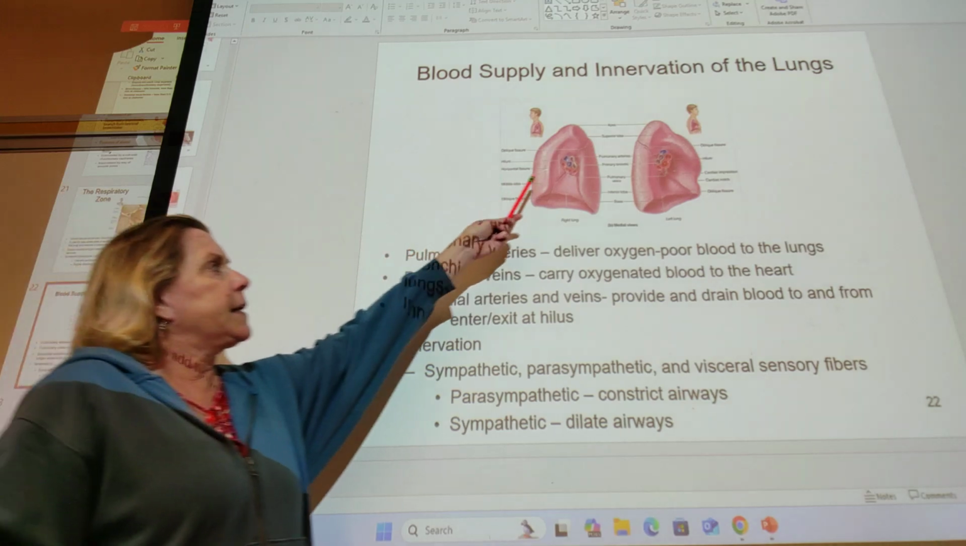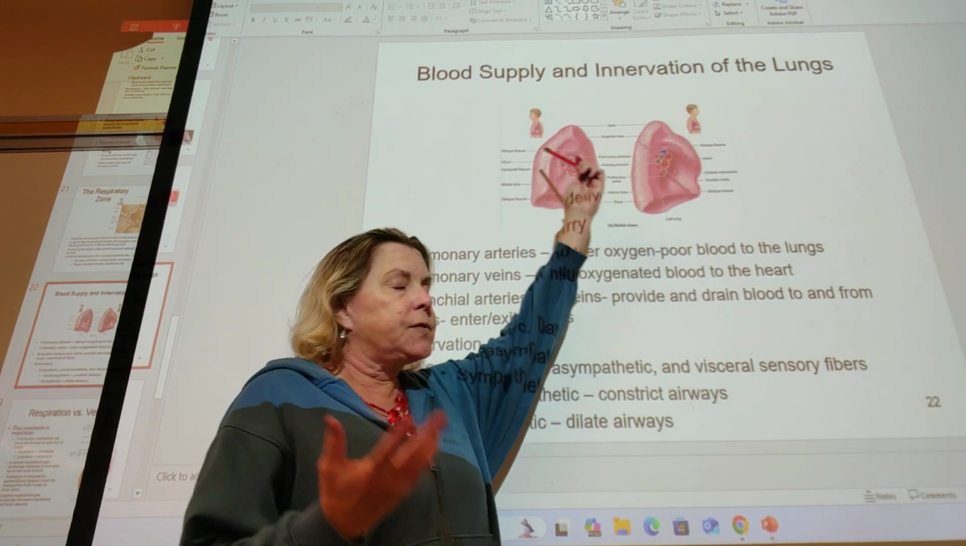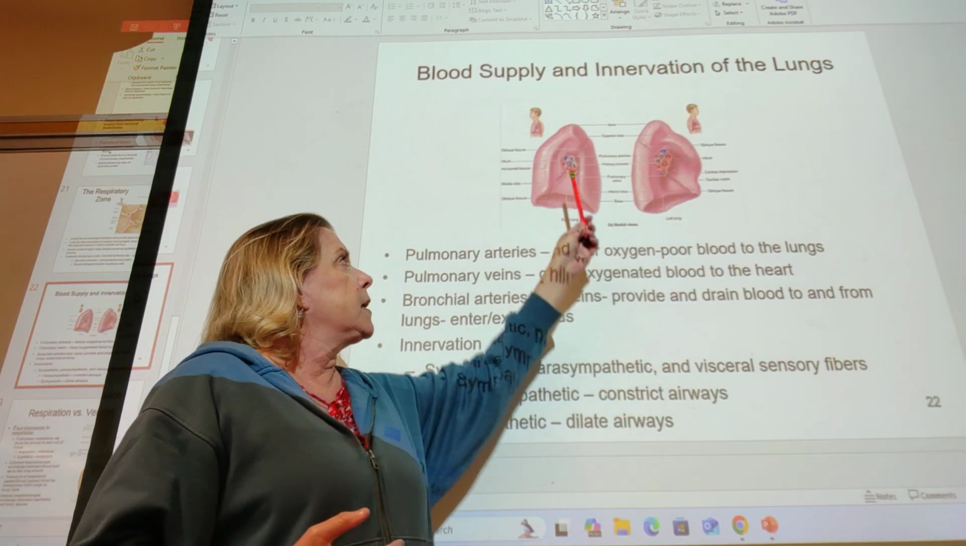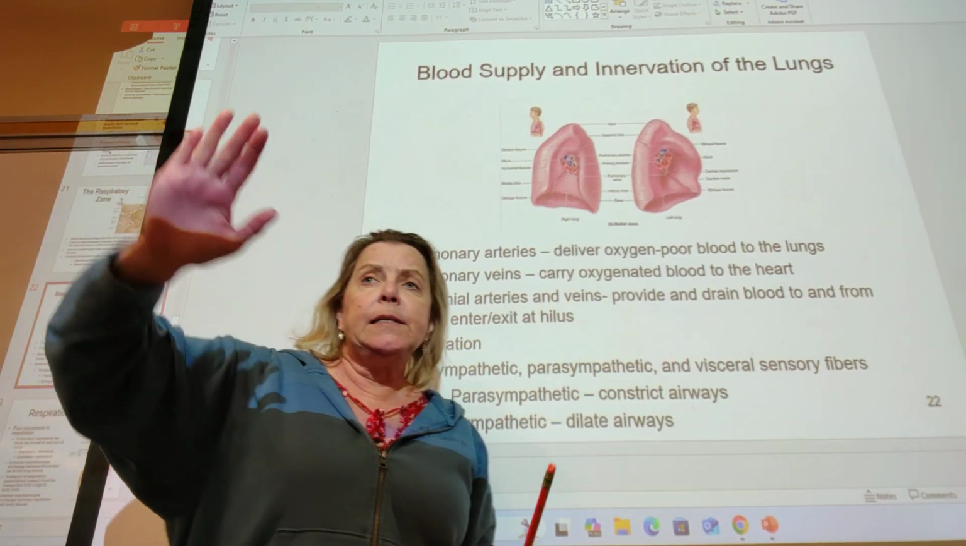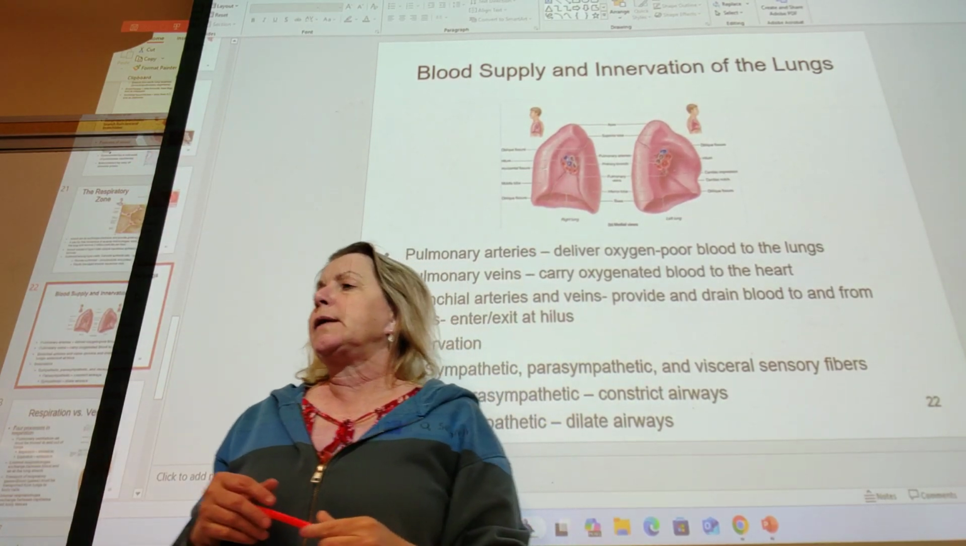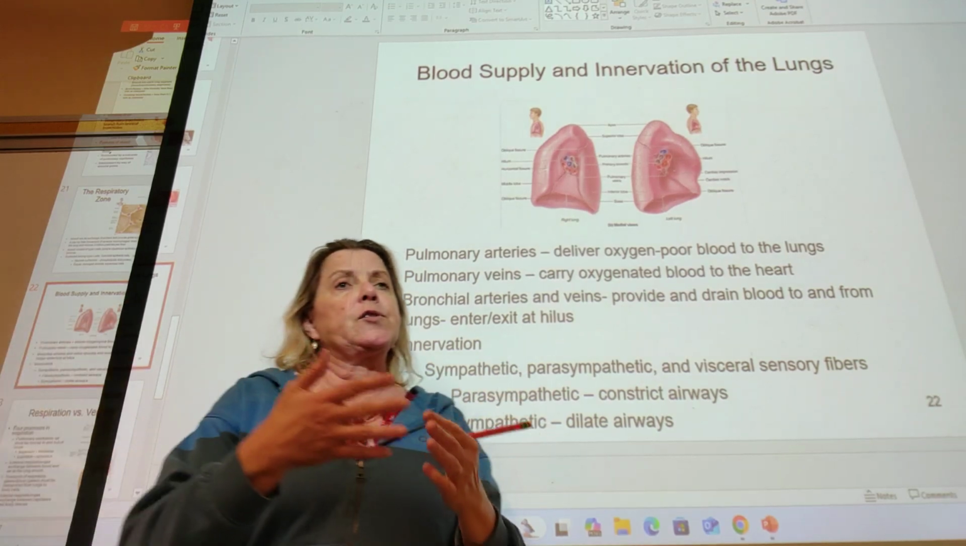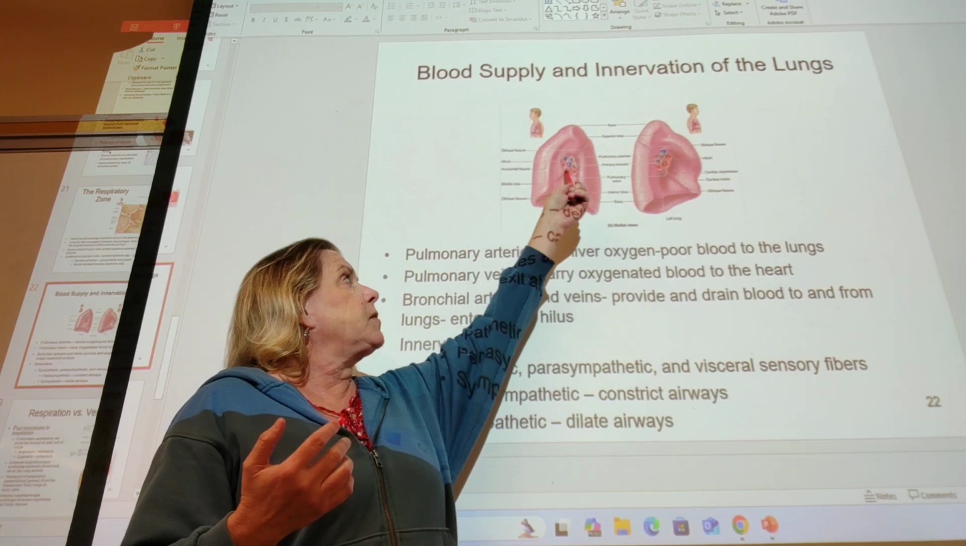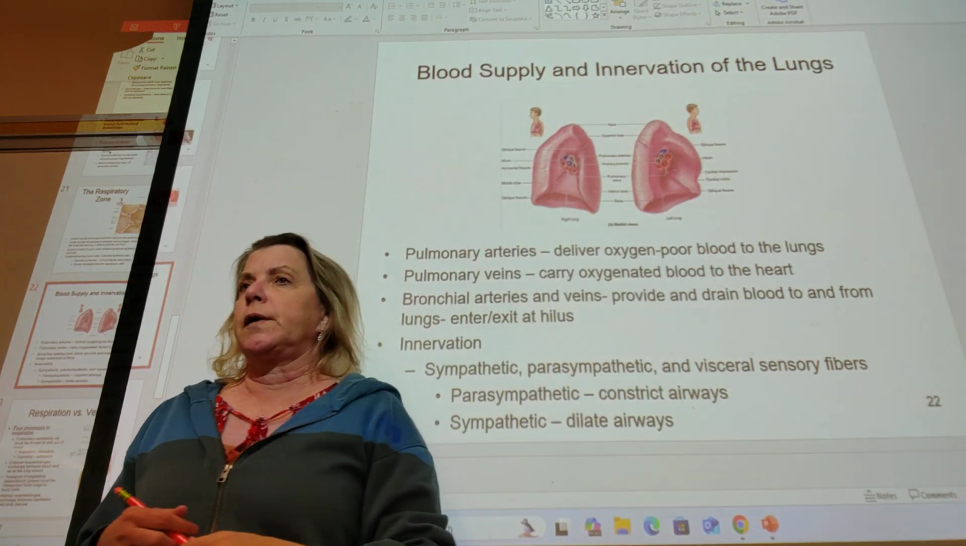So here's the hilum, or hilus, depends on how antiquated your textbook is. It is a place, an indented region in an organ that allows components to enter or exit, like blood vessels. In this case, not just blood vessels, but also bronchioles.